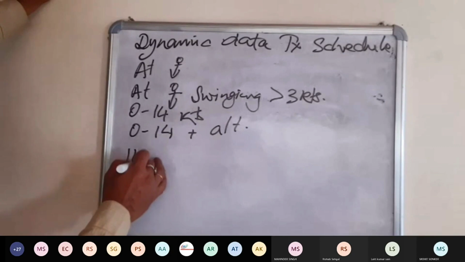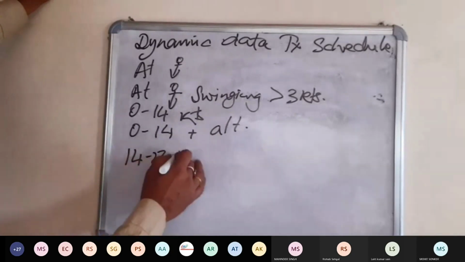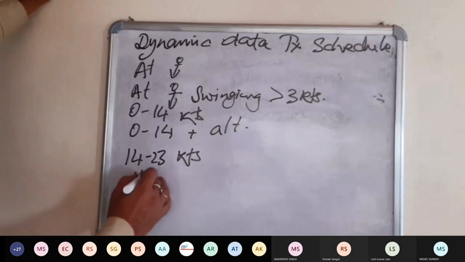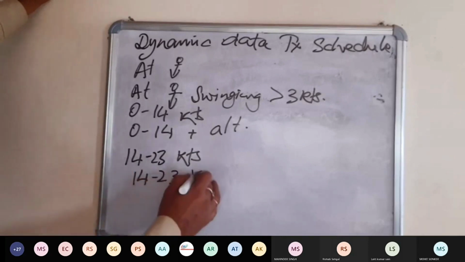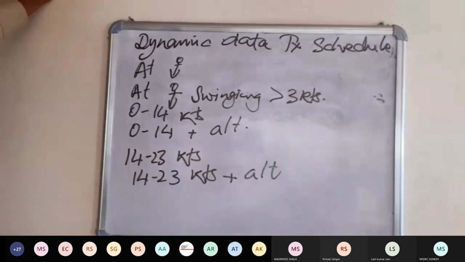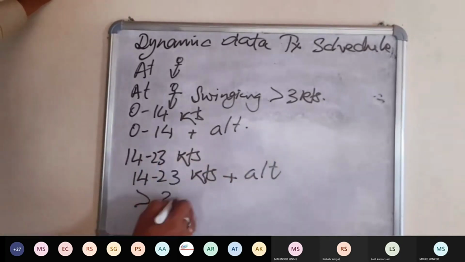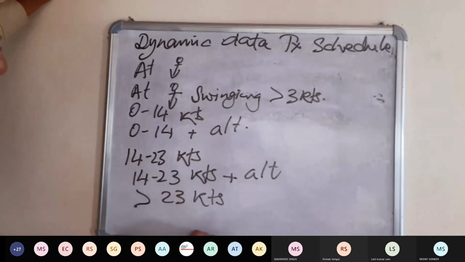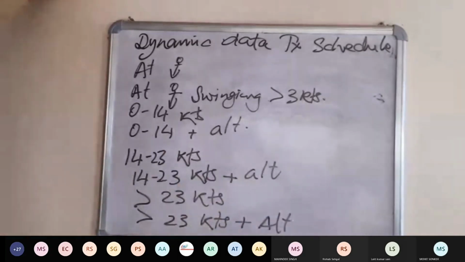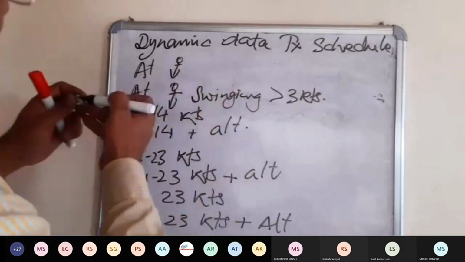Other category is 14 to 23 knots, steady course. 14 to 23 knots plus altering course. Then more than 23 knots, if at all, and steady course, and more than 23 knots plus altering. So these are various kind of maneuvering conditions जिनके लिए ये defined है.